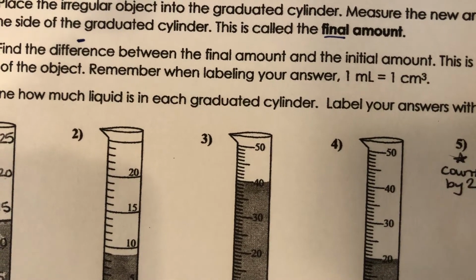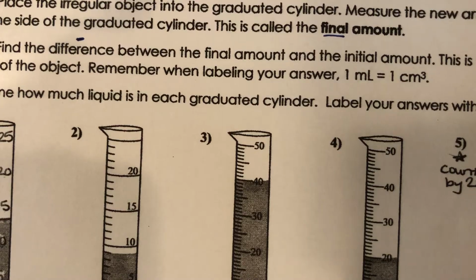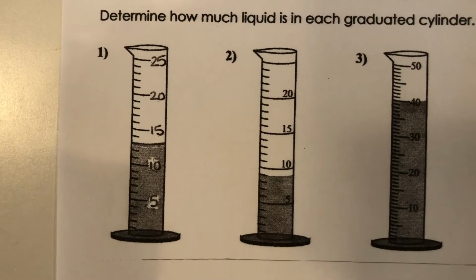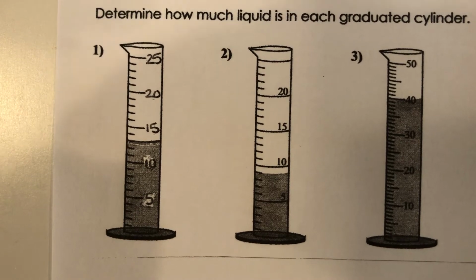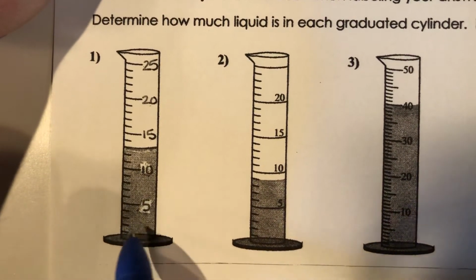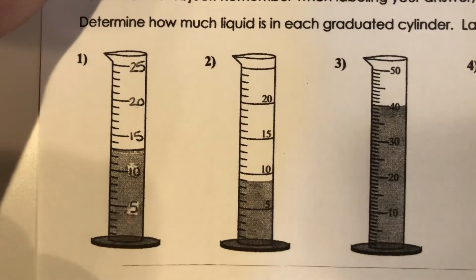So the first thing we're going to do with these top 5 is we're just going to practice reading the graduated cylinder, okay? Because that's definitely a skill you need to have if you want to be able to use water displacement to find the volume. You have to be able to read the graduated cylinder. And the first thing you'll want to notice when you're reading a graduated cylinder is what the number scale is, what each one of these lines is worth.